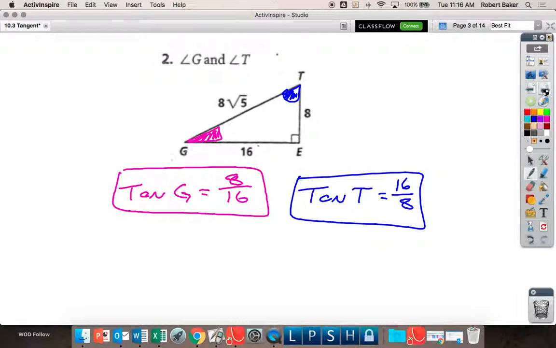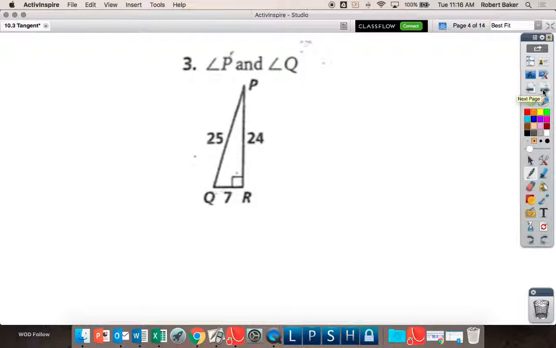So the last one here is still find the ratio for P and Q. You will never see anything this easy on your test, so celebrate it while you can. We're looking for the tangent of P, and I like to color the angle. You don't have to if you don't want to. What is opposite of P? 7. And the tangent of P is 7 over 24.